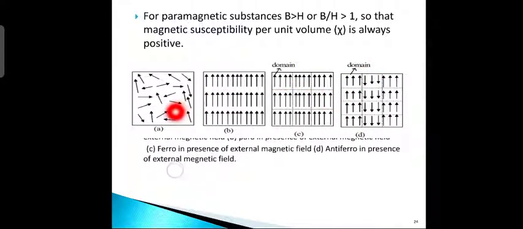So, these are the diagrams. Diagram A represents the absence of external magnetic field. Diagram B represents the paramagnetic in the presence of external magnetic field, C ferromagnetic in the presence of external magnetic field, and D represents the antiferromagnetic in the presence of external magnetic field. Okay.